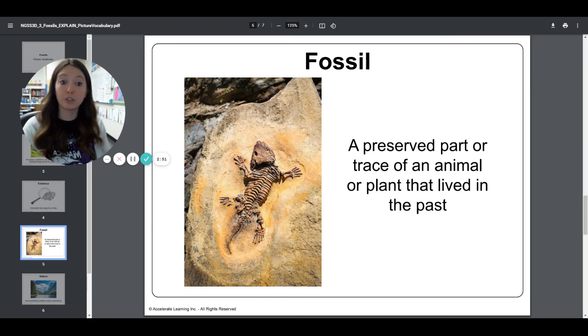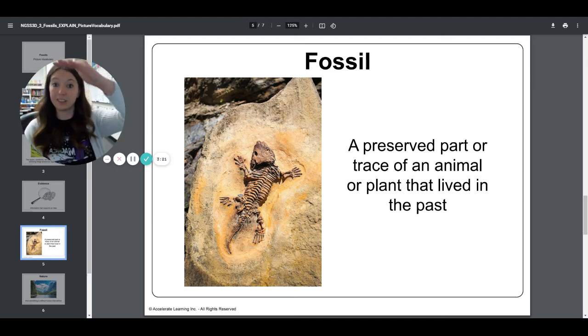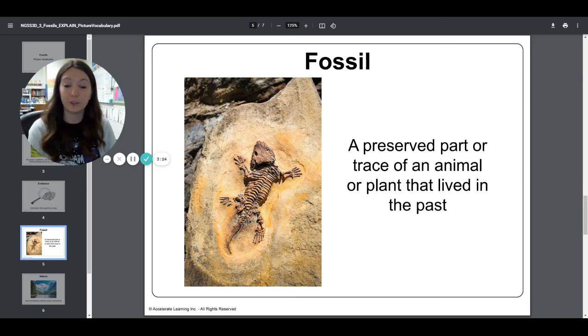A fossil is just a preserved part, so a part that has stayed, or a trace of an animal or plant that has lived in the past. So there are different types of fossils, and we'll learn a little bit about them this unit. But we know that obviously our whole unit's on fossils, so this word connects in a lot of different ways. We, for instance, know that if we're looking at a rock and it has lots of fossils in it, the fossils that are at the very bottom are going to be the oldest fossils out of all of them. Fossils at the top are going to be the youngest fossils.